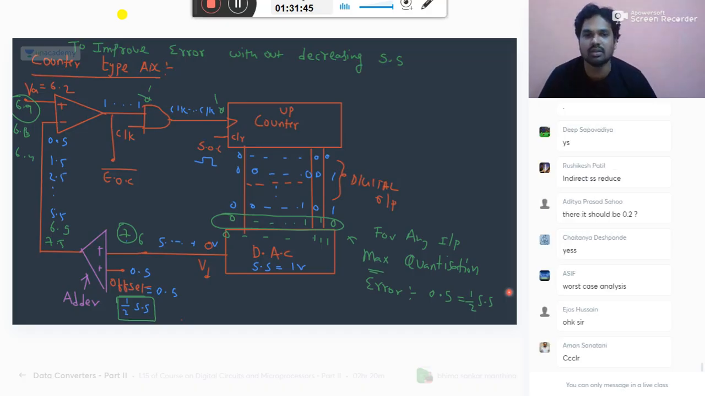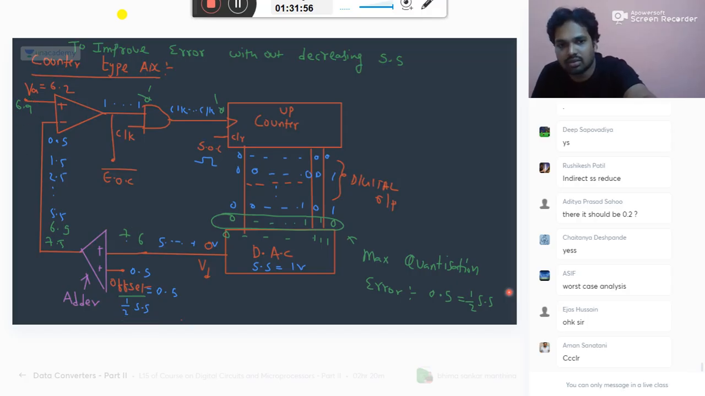Now, any doubt, ask me. The optimum value here is half step size. That is the best thing you can do. That is how you should think. Don't think for only one input. It should be for any random input, it should work like that.